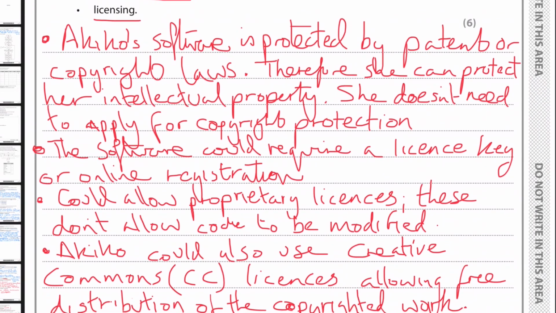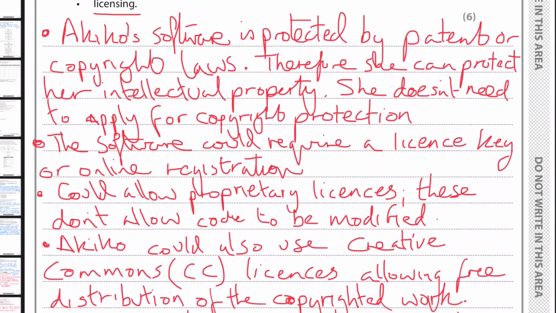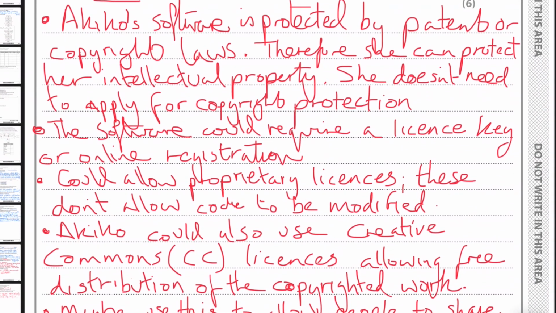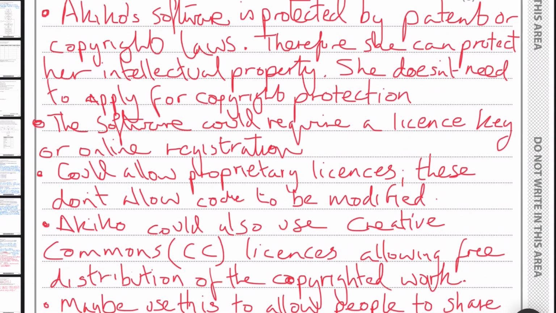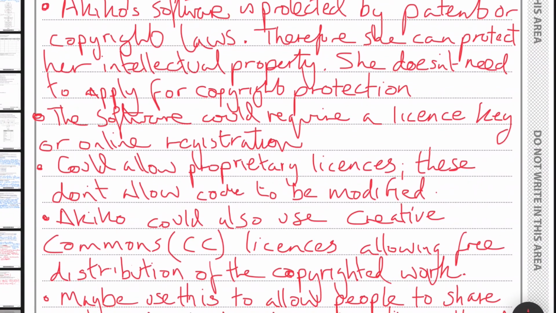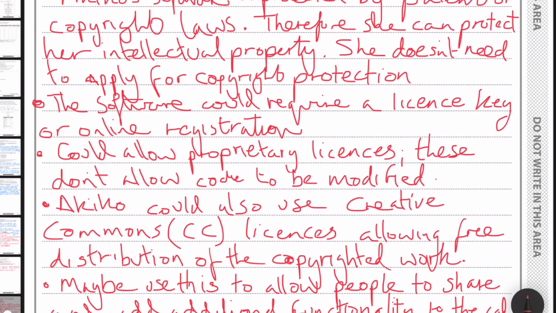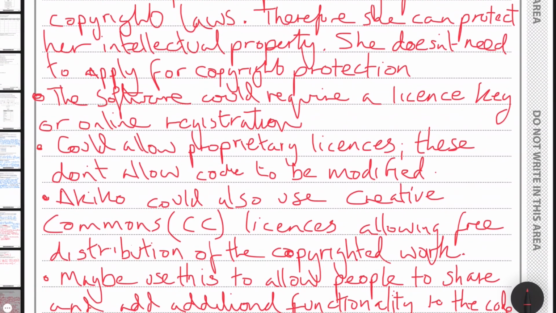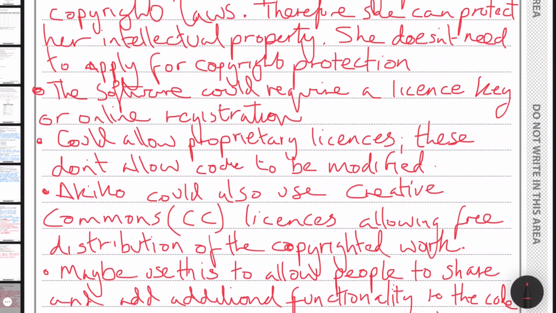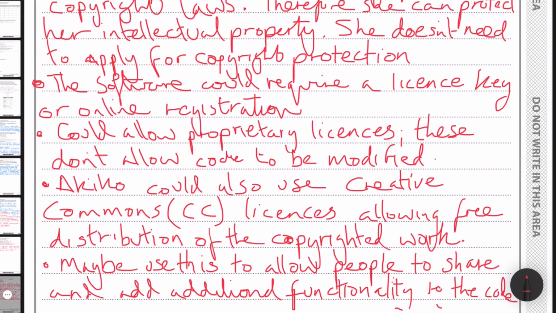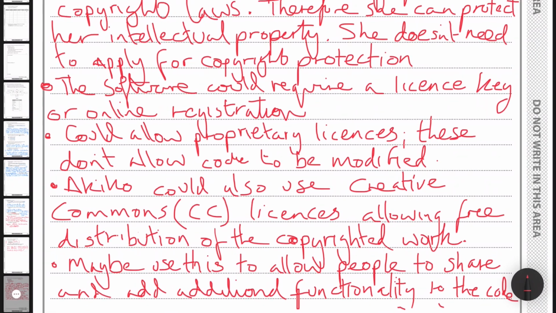So in summary: Akiko's software is protected by patent or copyright laws, therefore she can protect her intellectual property, and she doesn't need to apply for copyright protection. The software could require a license key or online registration. It could allow proprietary licenses, which don't allow code to be modified. Akiko could also use Creative Commons licenses, allowing free distribution of the copyrighted work, to allow people to share and add additional functionalities to the code, basically making it open source. Okay, and that is it for the final question of this paper.